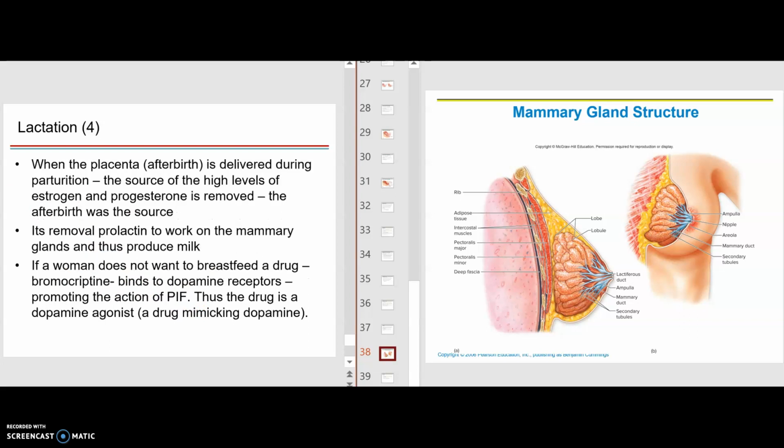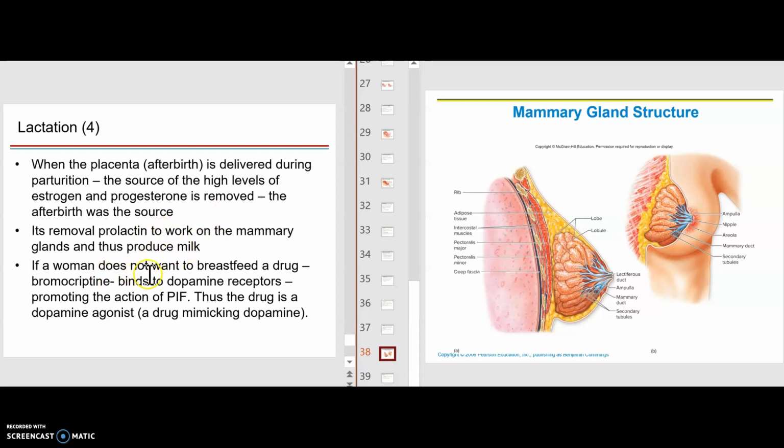Okay, let's go further. When the placenta, the afterbirth, is delivered during parturition, the source of the high levels of estrogen and progesterone is gone. The afterbirth was the source, the placenta. Its removal allows prolactin to work on the mammary glands and thus produce milk. So once the afterbirth is gone, the estrogen and progesterone being gone will allow the prolactin to work to produce milk.